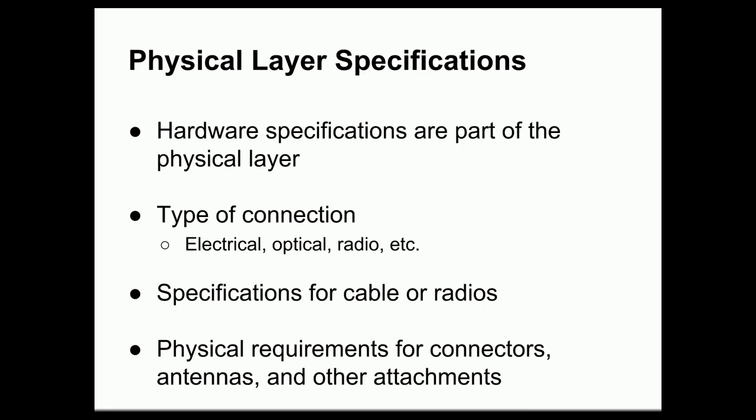We need to provide specifications for what kind of cable or what kind of radio we're going to be using for the connection. For example, with Ethernet, we're going to specify with the modern Ethernet system that we're going to use twisted pair cabling. With fiber optic, we're going to specify a type of fiber optic cable. With the wireless network, we're going to specify a particular type of radio. We also need to give physical requirements for the connectors, the antennas, and any other attachments that are going to be used with these cables.